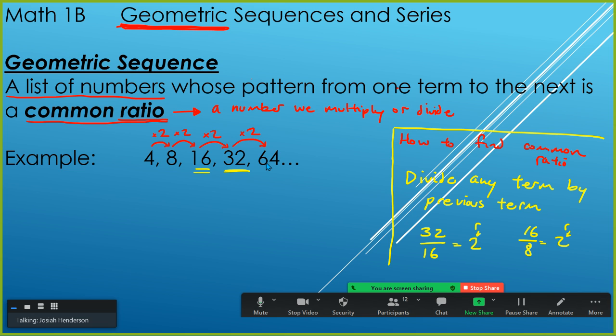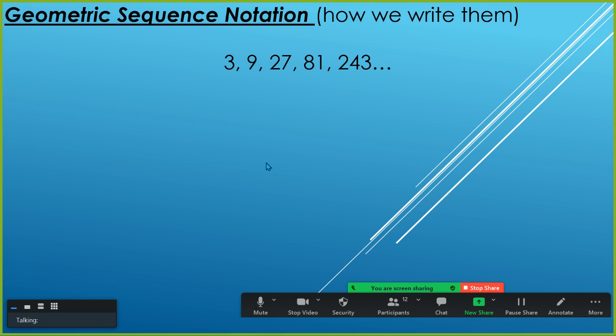Let's try another example. And we'll talk about the formula and then the notation, just like we did for arithmetic on Monday. Here's a different example, different sequence: 3, 9, 27, 81, 243. See how big this climbs? It's much faster than the arithmetic sequence. All of a sudden, we're at 243 for the fifth number.